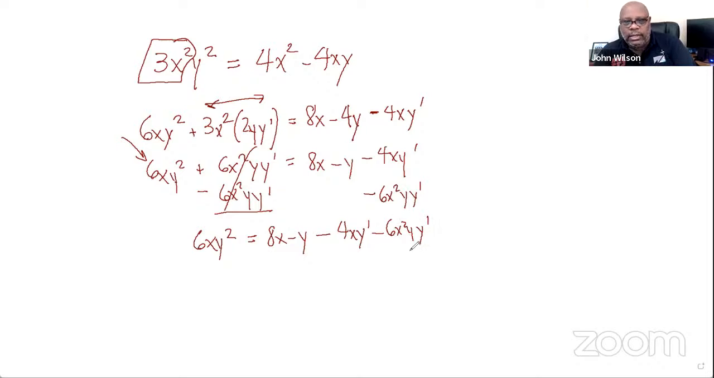I know you can see that these two terms here are similar terms, and that's going to become important in a moment, okay?